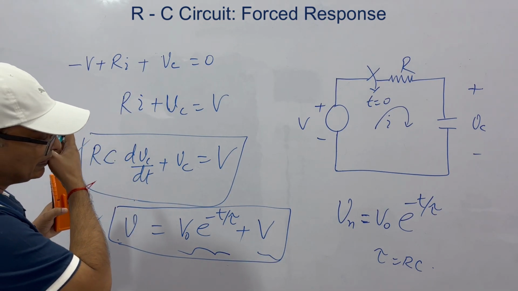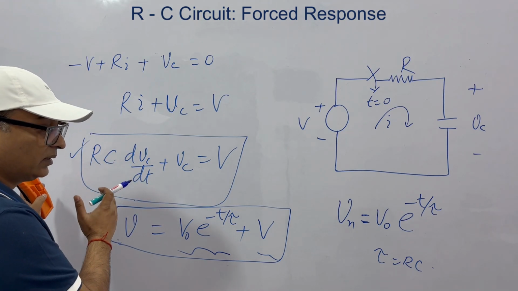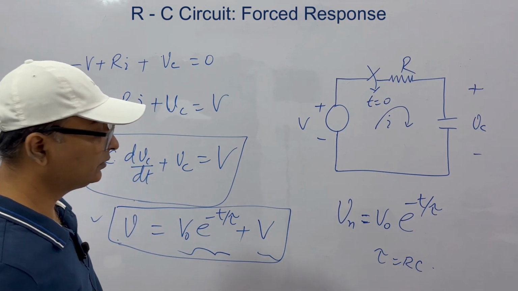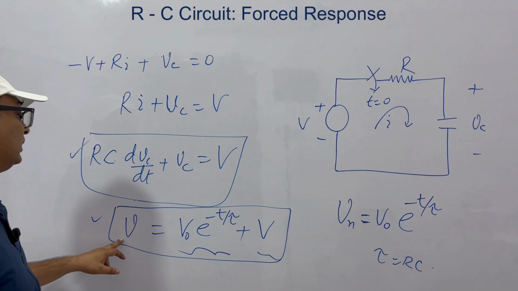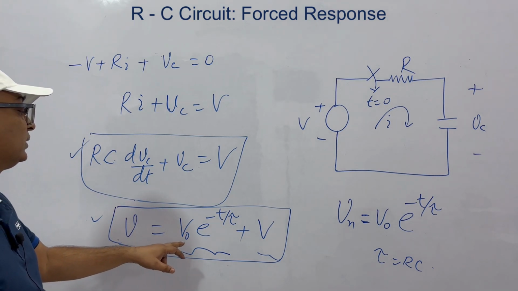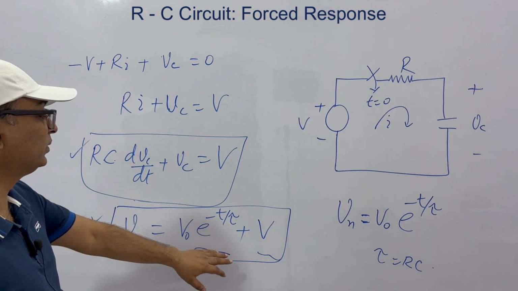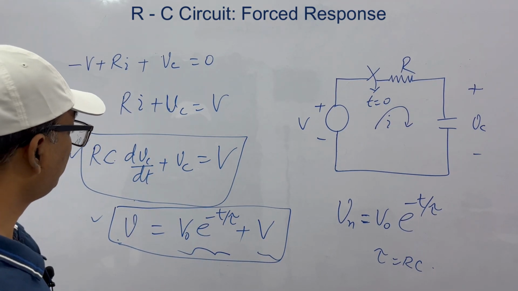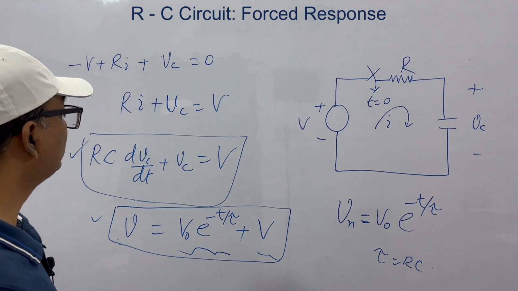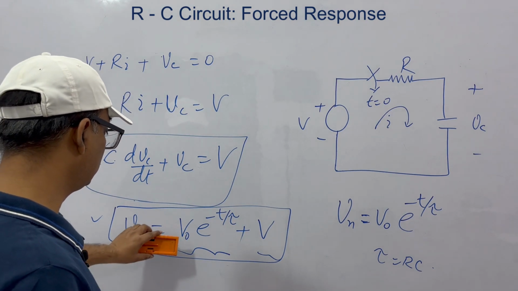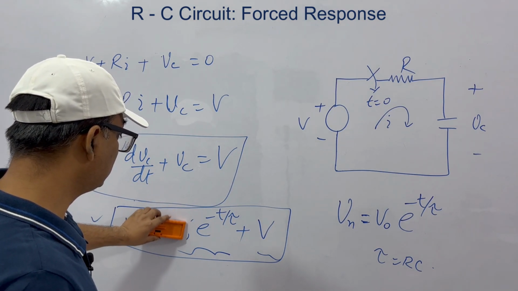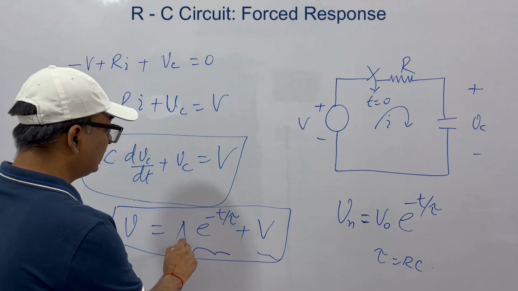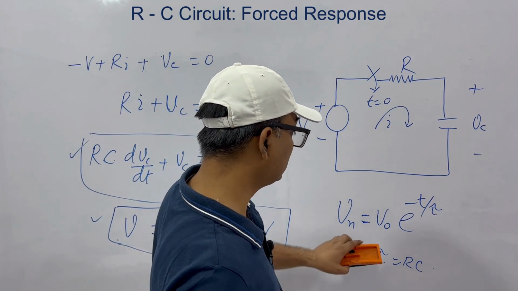The way we did in the RL circuit, the natural response current and the forced response current, similarly here we have the voltage V0 e to the power minus t by tau as the natural response and V as the forced response. Now what we have to find is not V0, sorry. Let's keep it A here, because our initial conditions are different.